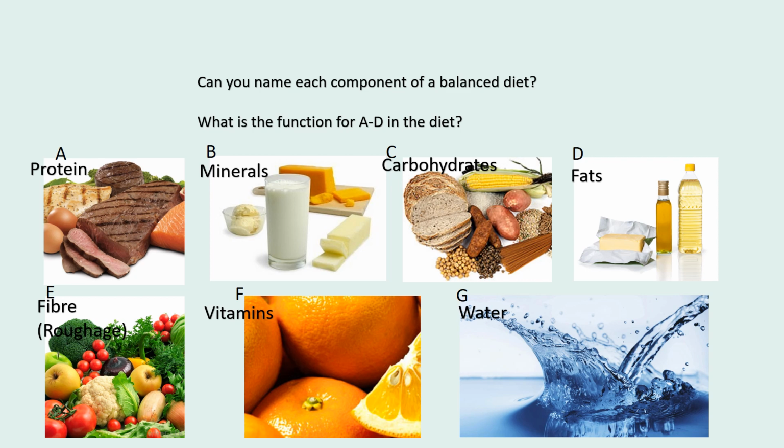D is the lipids or the fats, and that's very important. That gives us energy. It's also very important at keeping us warm, things like that. E is fibre, or roughage, and that's very important in pushing everything through the system. F is vitamins, we've already said that one, and G is water, which is also obviously very important, as most of us is made of water.